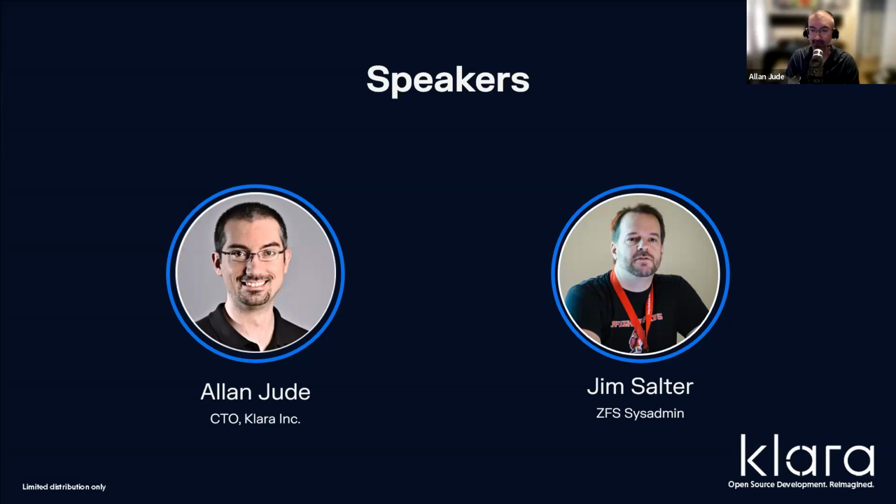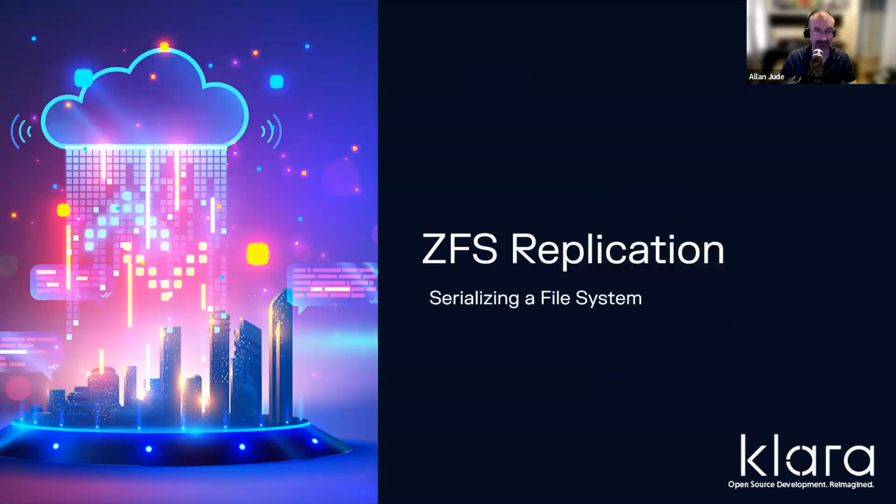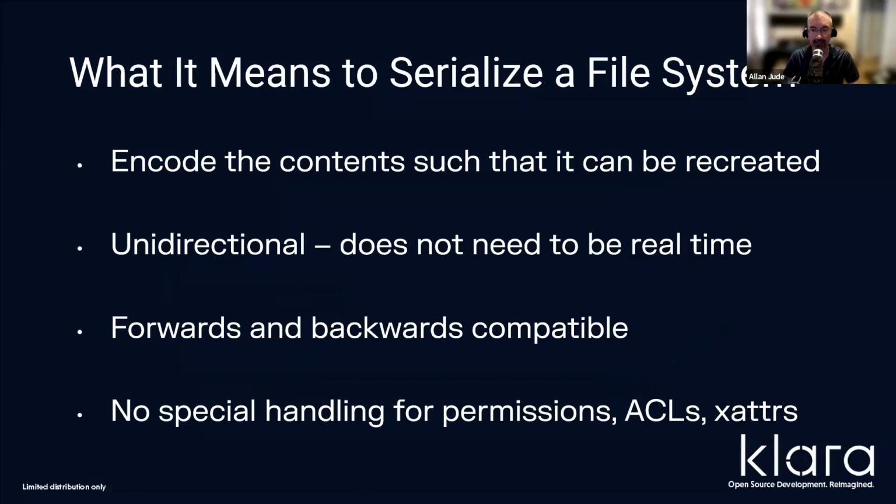So to get us started, let's talk about what actually is replication. What ZFS replication is doing is being able to serialize a file system, and we'll talk about what that actually means. When you serialize an object in data science or computer programming, it's generally about making it in a format that can be transported easily and interpreted by the other side where things might not be exactly the same. So in this case, it allows us to encode the contents of the file system in such a way that we can recreate that file system on the other side, even if there are changes along the way.